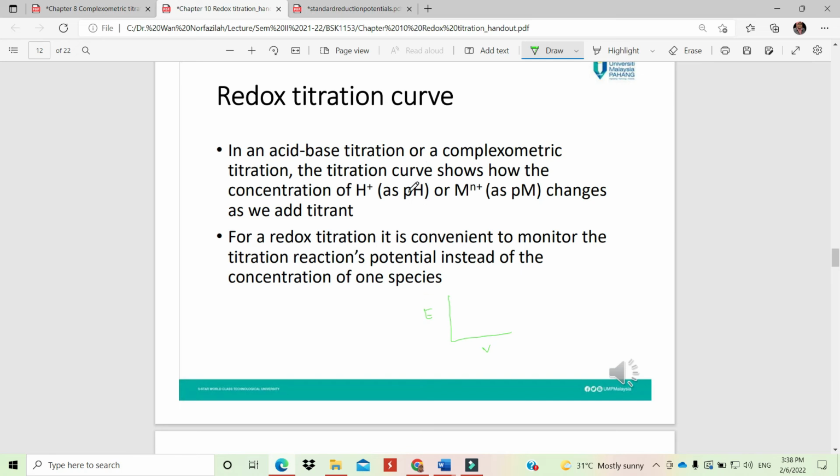Instead of pH for acid-base titration, pM for complexometric titration, and pCl for precipitation titration, for redox titration we have the cell potential on the y-axis. The x-axis is the same, still volume.